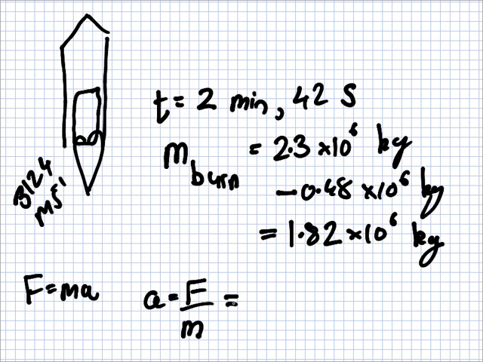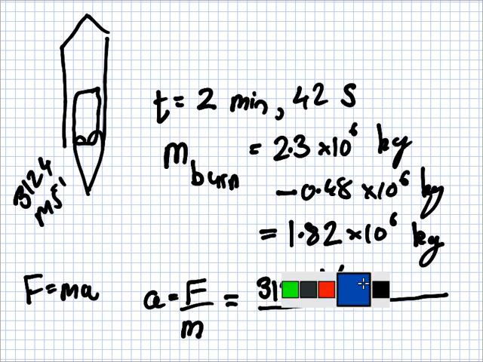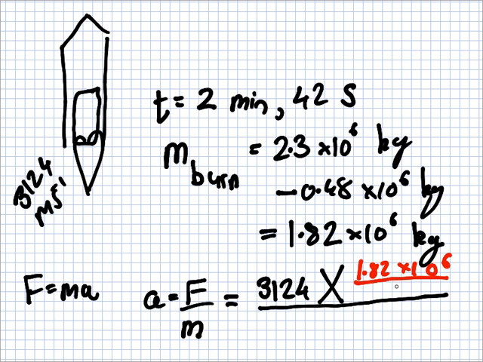Speed of the gas times mass of gas per second. Yeah, the speed of the gas, which we know, multiplied by how much gas comes out per second. Now, do we know how much comes out per second? No, we don't. But we know how much comes out, and we know how long it takes to come out, so we could work it out. Just by dividing, 1.82 times 10 to the 6 divided by, what's 2 minutes and 42 seconds? Is it 162 seconds?